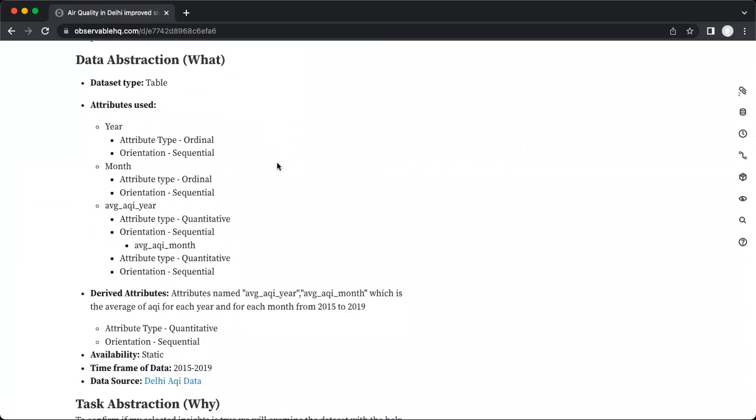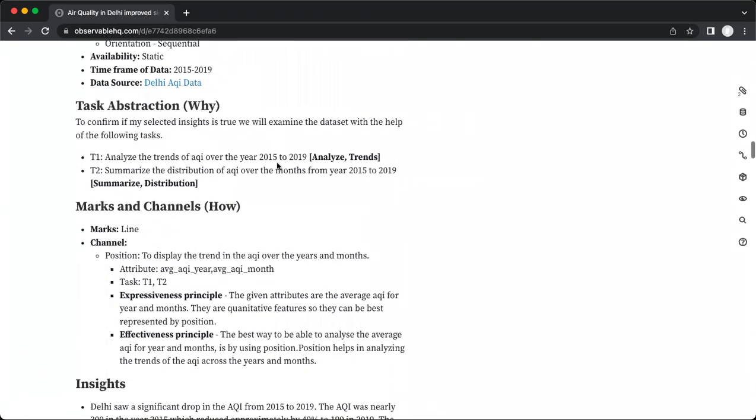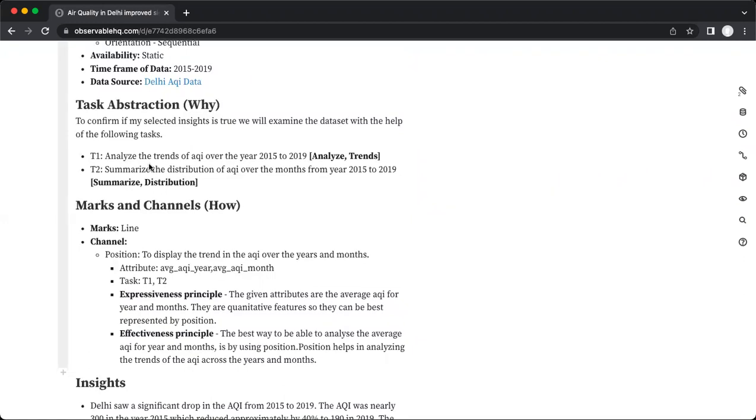For the data abstraction part, the dataset type here is a table. The attributes that we used are the year, month, and the average AQI. For the task abstraction, the first task is to analyze the trends of the air quality index for the years 2015 to 2019. The second task is to summarize the distribution of AQI from 2015 to 2019.